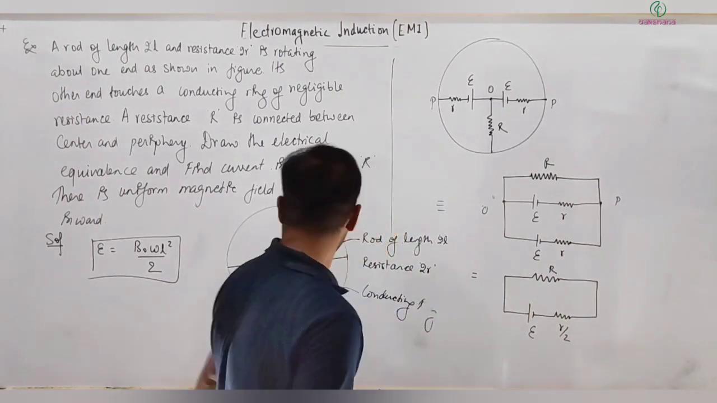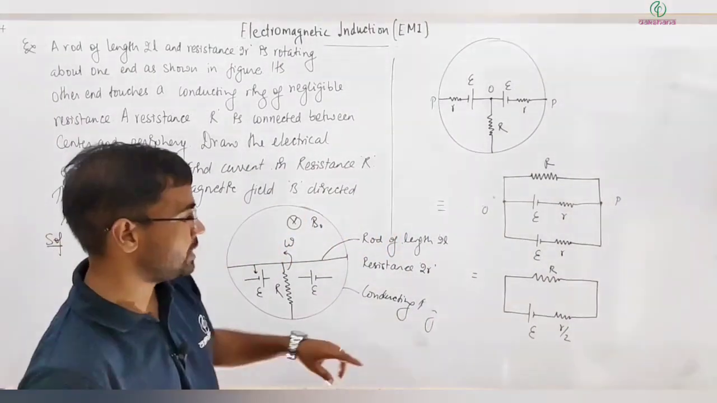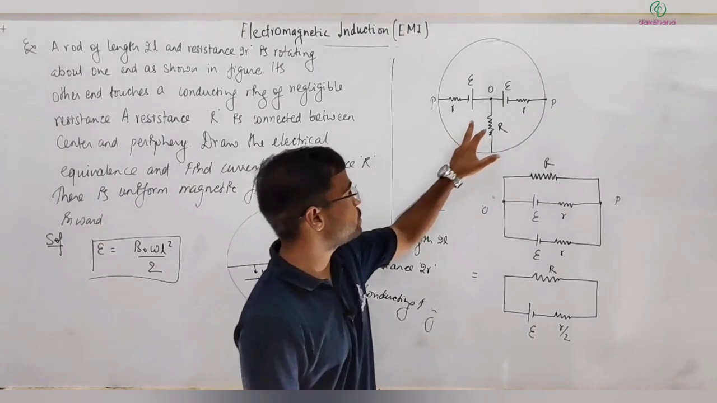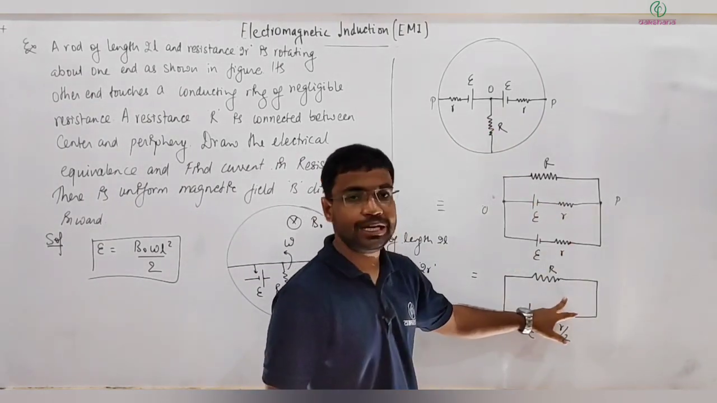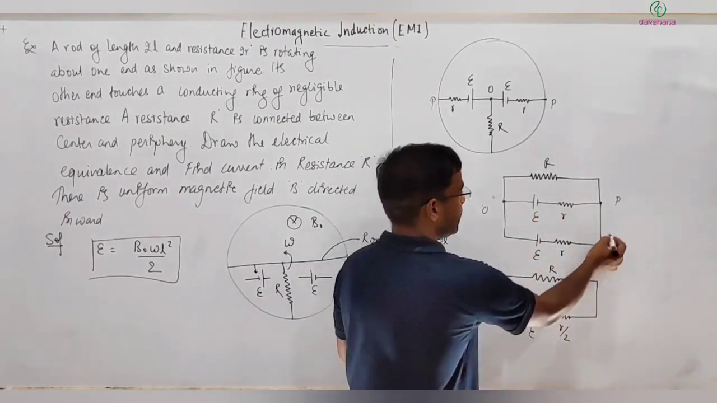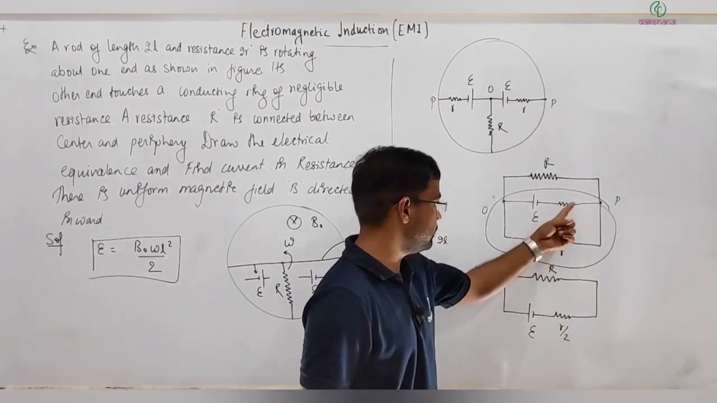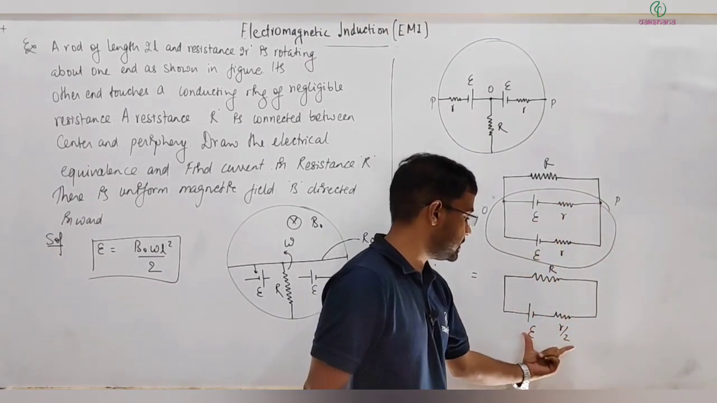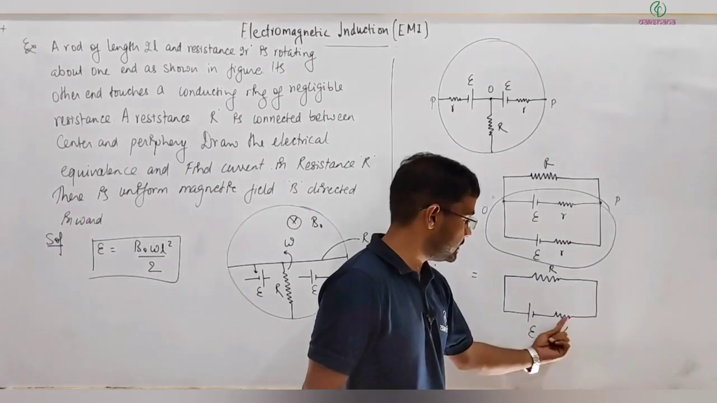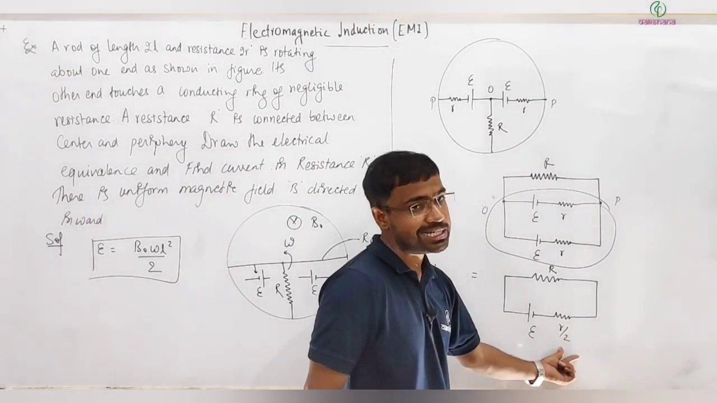And E is equal to, remember, V naught omega L square. So this system reduced to this system, and finally this. Here I have combined this by combination of cells in parallel. Then if you just combine it, you will get resultant EMF and resultant internal resistance.